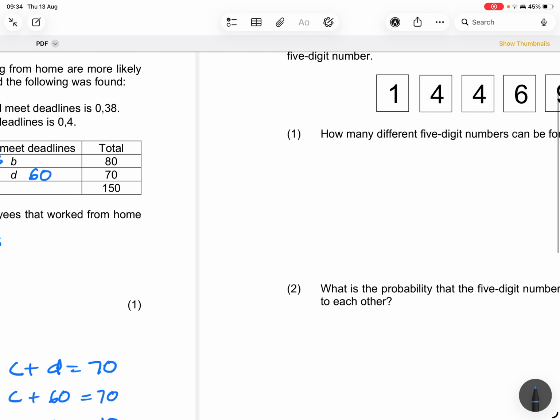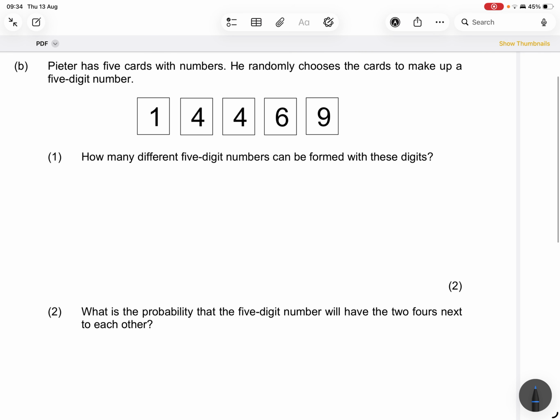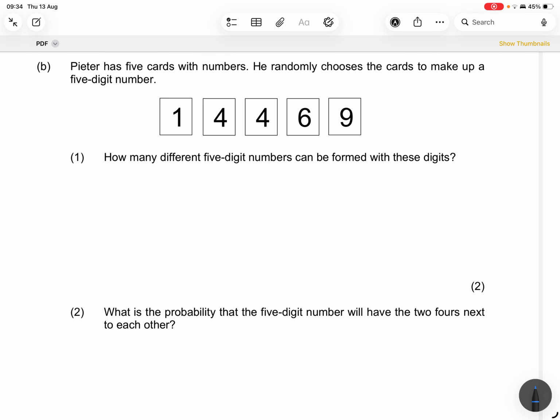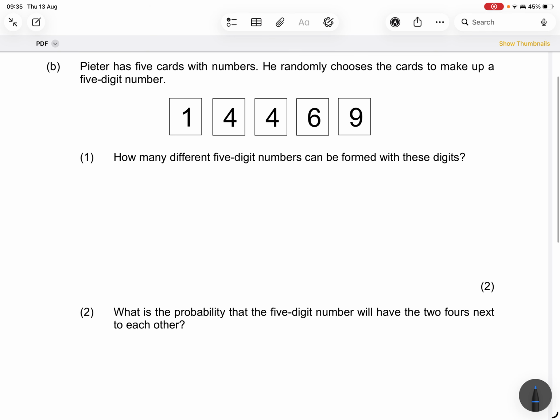All right, so let's go to the next question. They say, I don't know whether this is Peter or Peter, but I think it's Peter, has 5 cards with numbers, he randomly chooses the cards to make up a 5-digit number. All right, so definitely we are going to be looking at how to look at permutations and combinations. In this case, they say how many 5-digit numbers can be formed with these 5 digits.